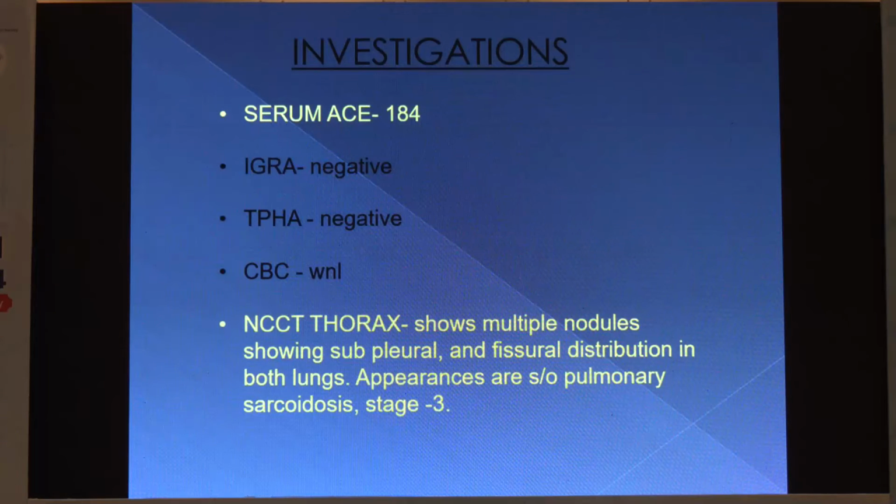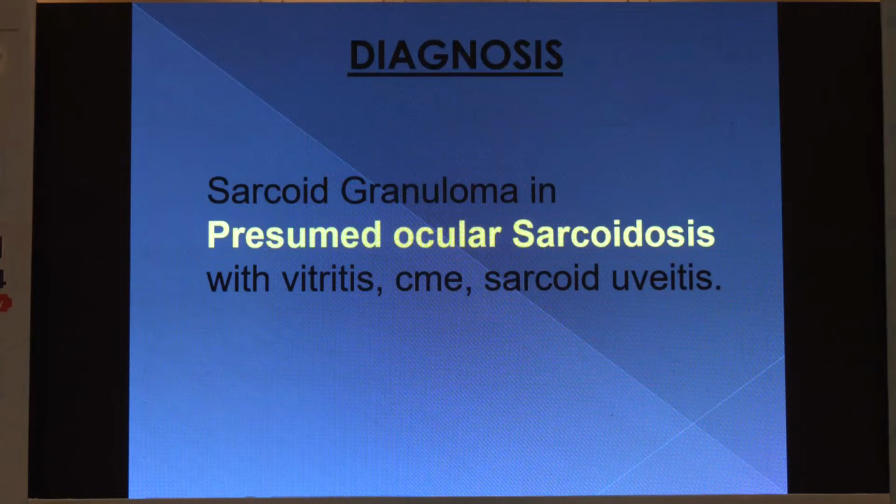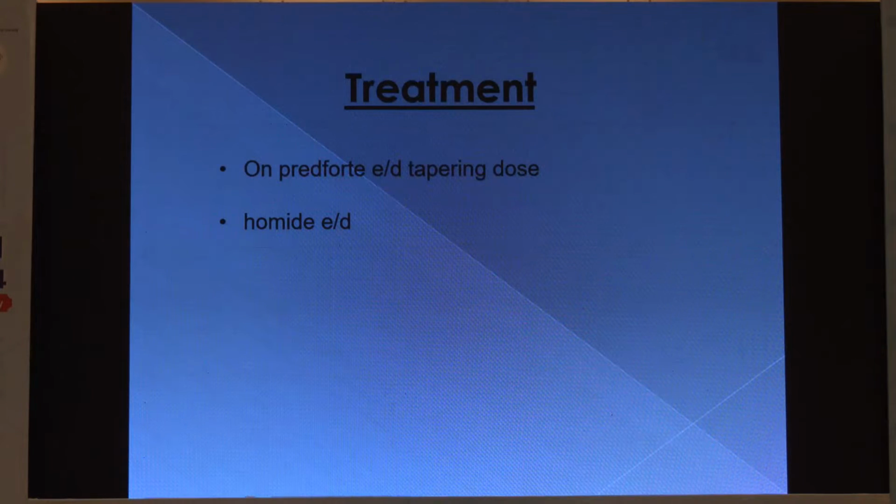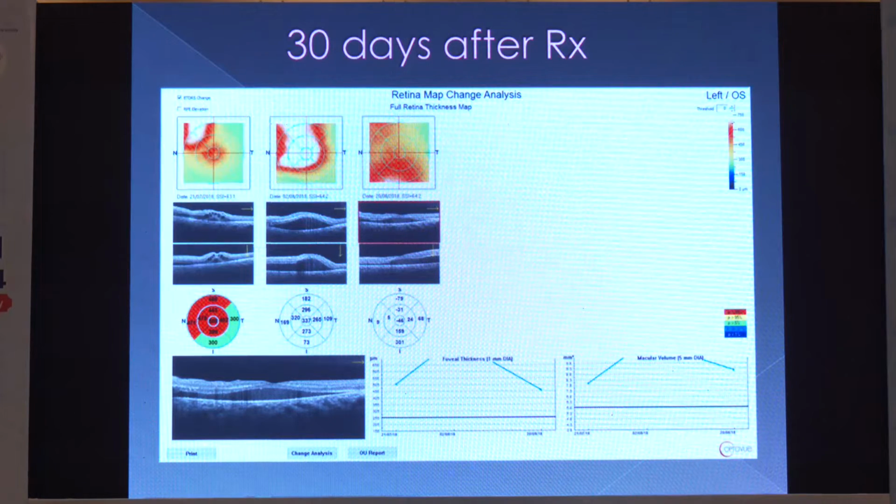Investigations were done, serum ACE was at a higher level, CT showed significant findings, and the IGRA came to be negative. So the diagnosis of presumed ocular sarcoidosis was made. Treatment was oral and topical steroids. Even after 30 days of treatment, there was not complete resolution.